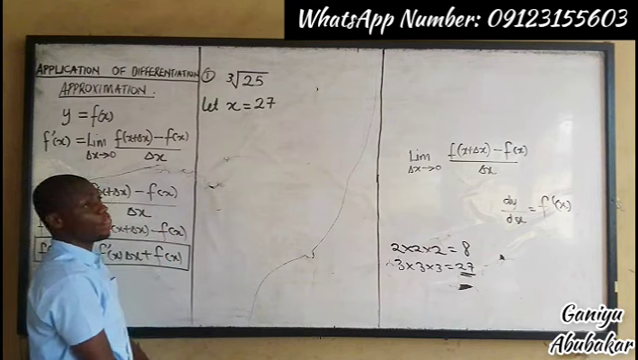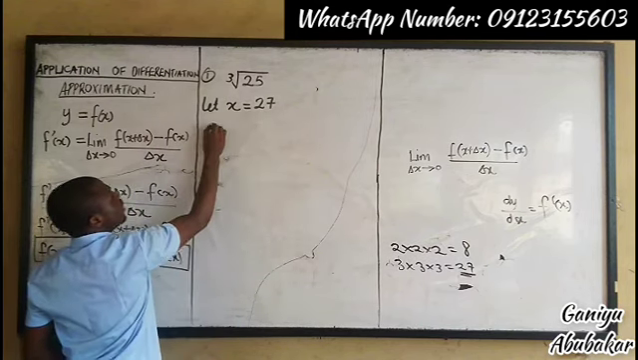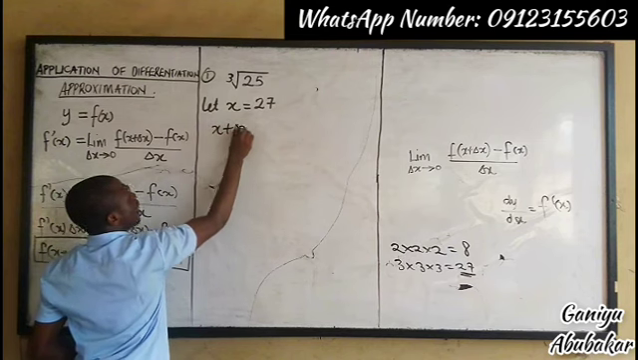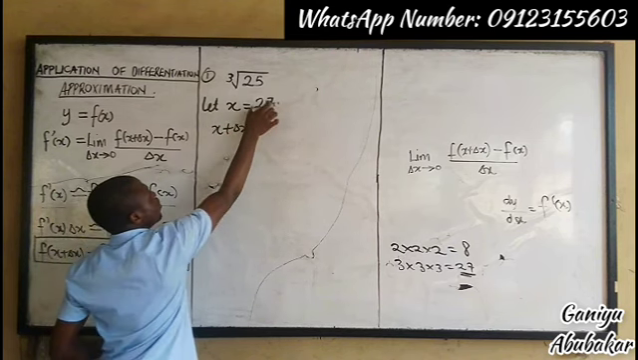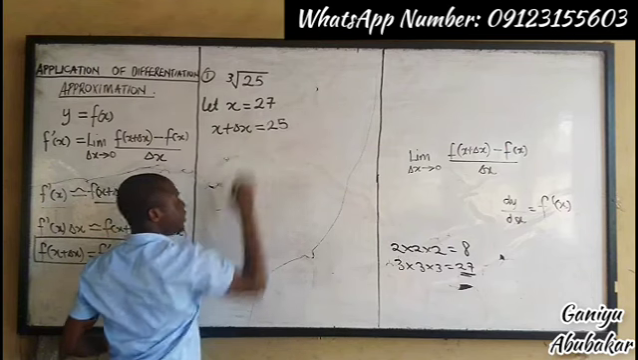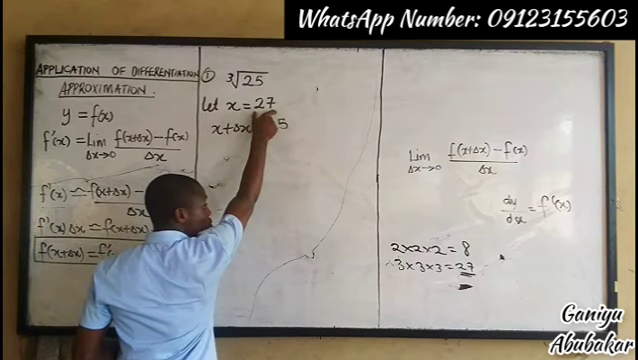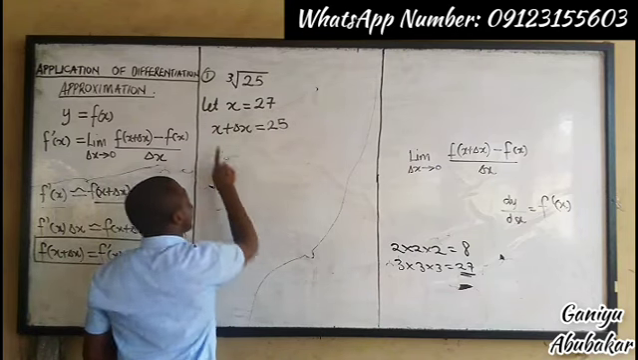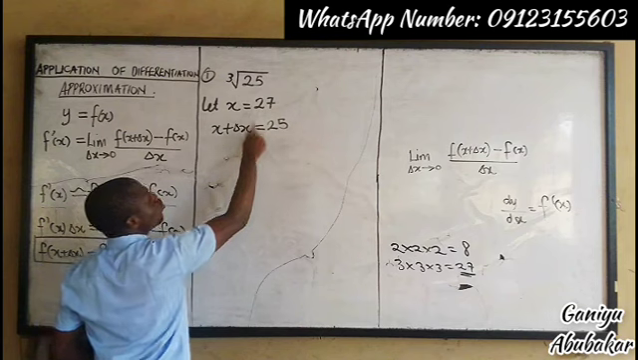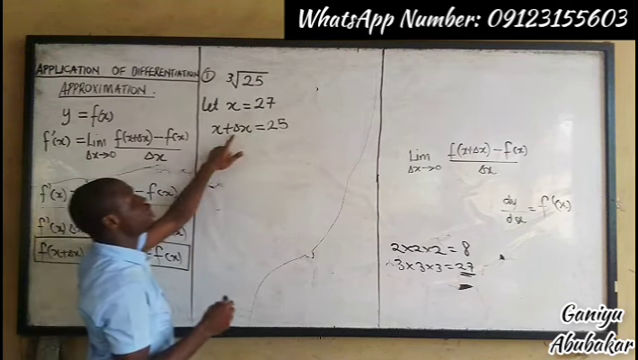So we are here. After getting x, your next step is to say x plus change in x is equal to 25. Listen, after getting your guess value, you let x be that value. Your next step is to say x plus change in x is equal to that real number you are given. So my task now is to get change in x.